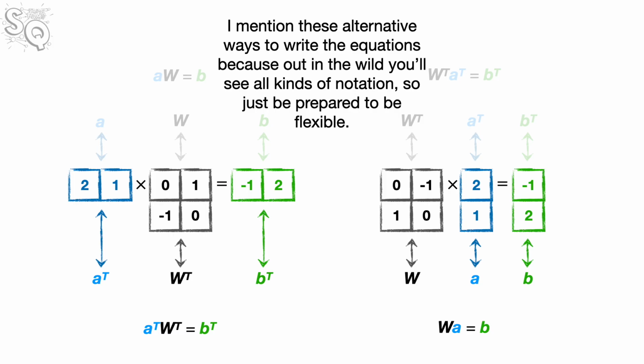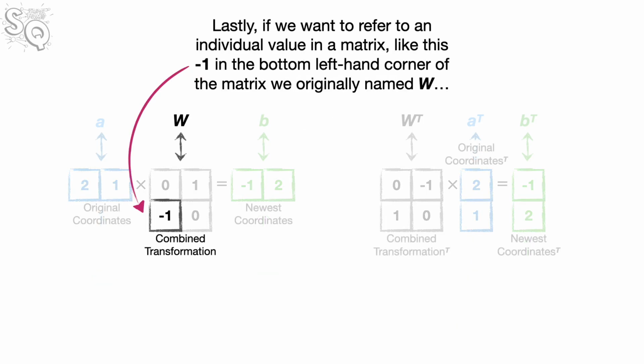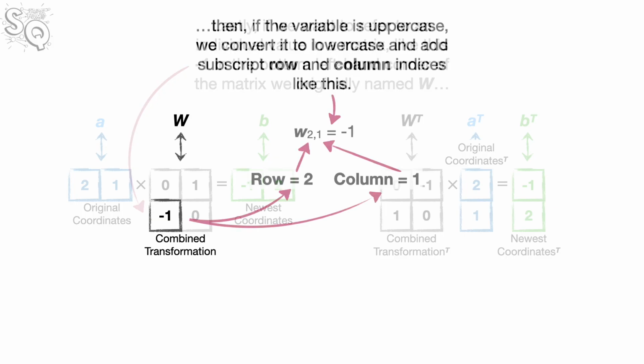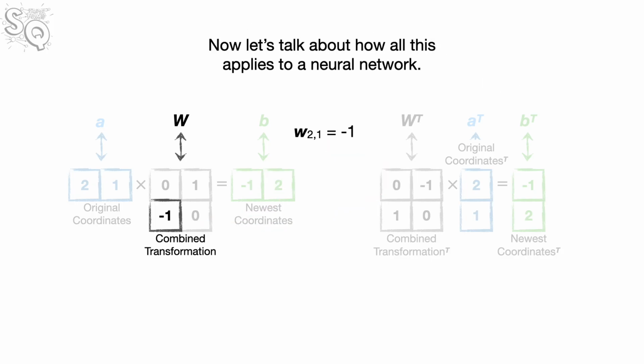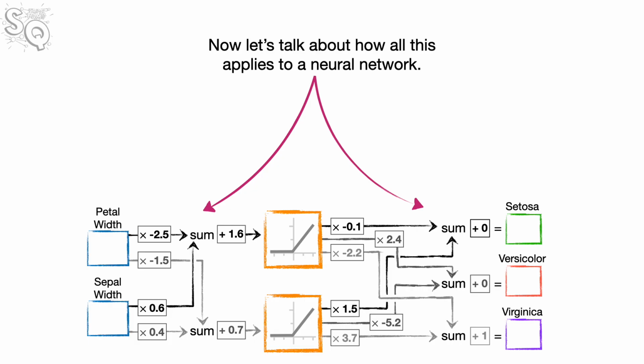I mentioned these alternative ways to write the equations because out in the wild you'll see all kinds of notation, so just be prepared to be flexible. Lastly, if we want to refer to an individual value in a matrix, like this -1 in the bottom left-hand corner of the matrix we originally named W, then, if the variable is uppercase, we convert it to lowercase and add subscript row and column indices like this. Bam! Now let's talk about how all this applies to a neural network.